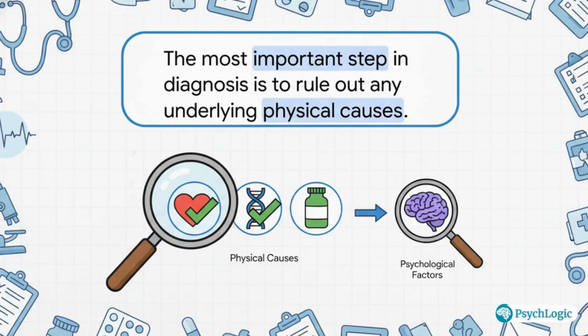And this right here is probably the most important principle in the whole process. Step 1, always, is to rule out any physical causes. Before you even start thinking about psychology, you have to do a thorough physical exam and take a detailed history. Why? Because you've got to make sure you're not missing something physical and treatable, like a hormone issue or just a side effect from a medication.